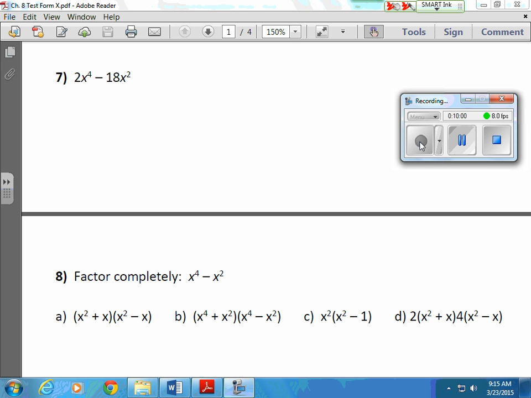All right, number 7. There are different approaches you could take here. You could look and see that both of those have a 2 in common and take out the 2. But let's just look at the best way. The best thing to do here is take out the greatest common factor, which would be what? 2x squared. Very good. And so what would you need here? 2x squared times what is going to give you 2x to the 4th? Another x squared.